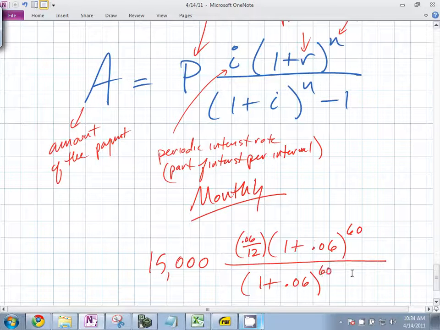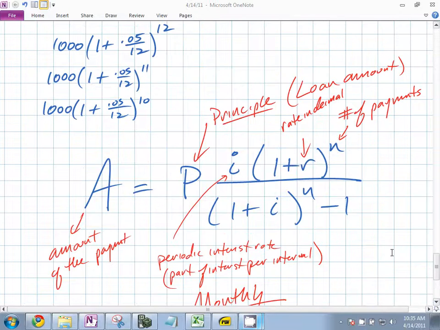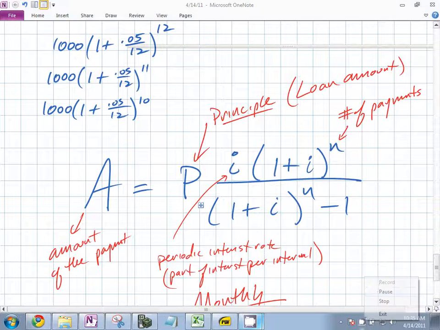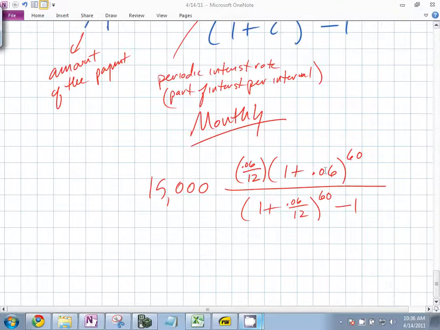Nope. Oh, I'm sorry. You're absolutely right. 0.06 over 12, minus 1. Okay, everybody, sorry. This right here is supposed to be an i. The r is the i. So what is this? Yes, 0.06 over 12. Sorry about that.